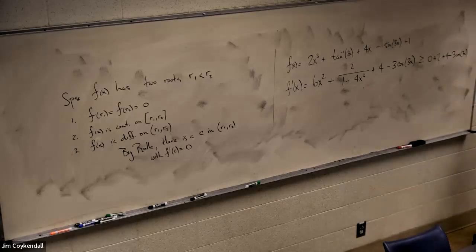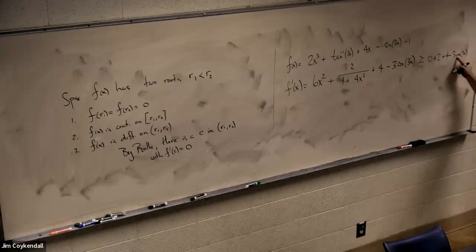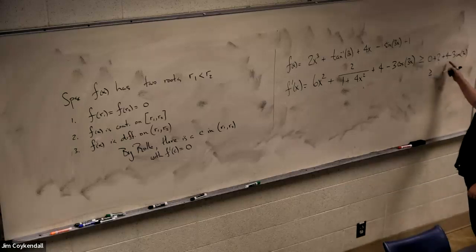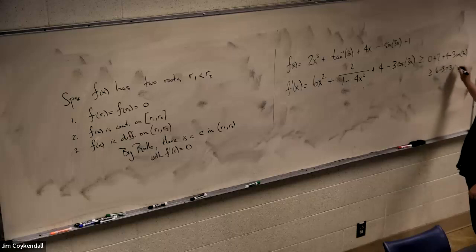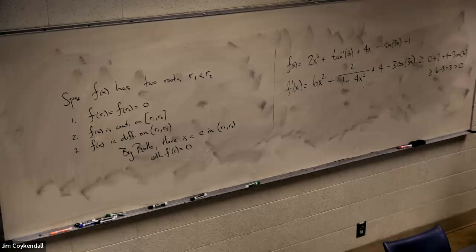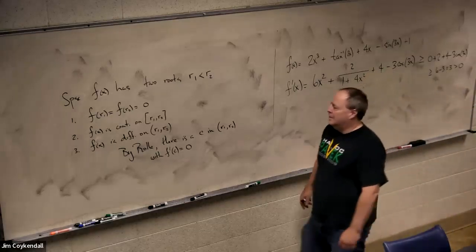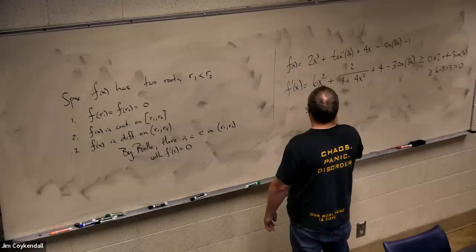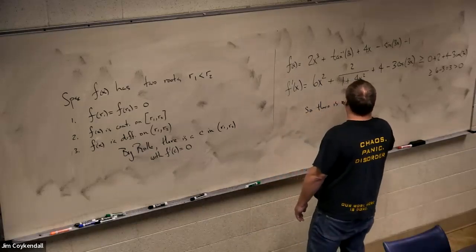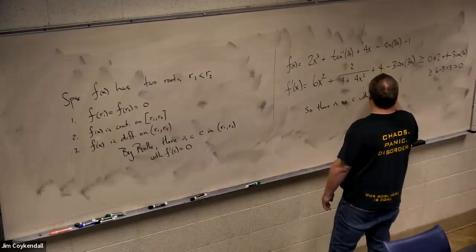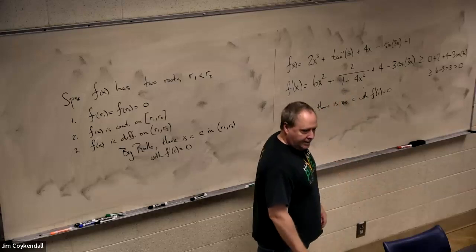Agreed? Right. The smaller, so this is greater than or equal to 6 minus 3, which is 3. Because that's a 6. The most you can subtract off of that is if that's 1. So that derivative is always at least 3. I agree with that. So there is no C with f prime of C equal to 0.